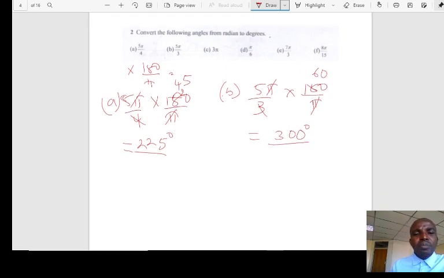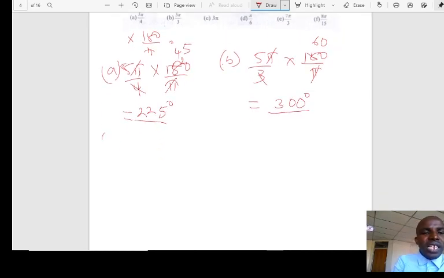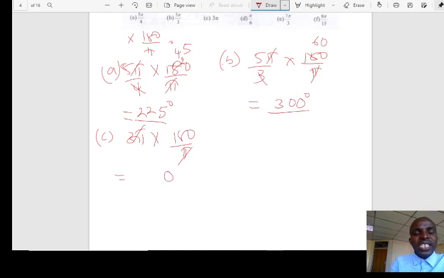Then next one, 3 pi, that's part C. You multiply by 180 over pi. Pi will cancel out. Then you multiply 3 times 180. What will you get? 3 times 0, 0. 3 times 8, 24. 4 carry 2. It will be 540 degrees.